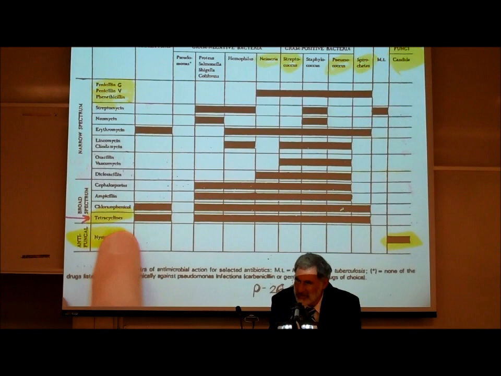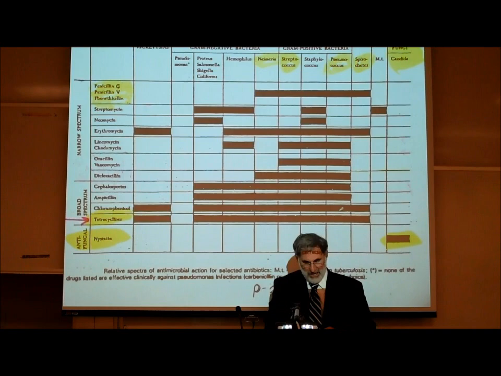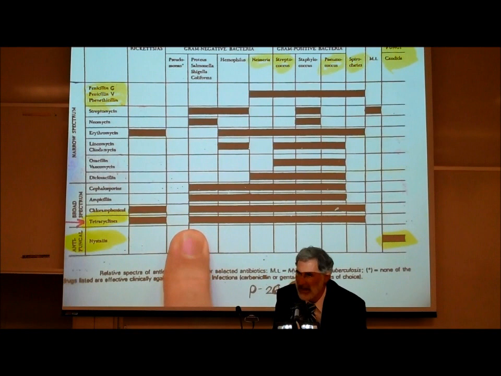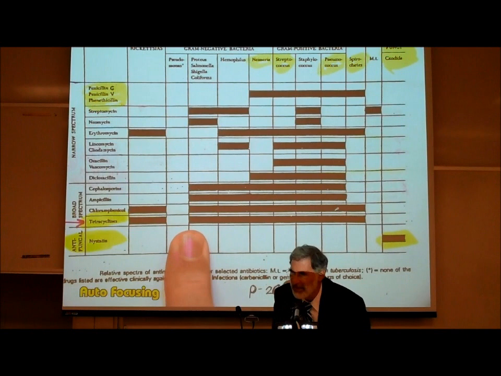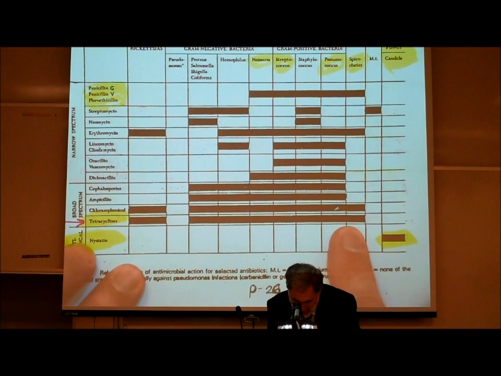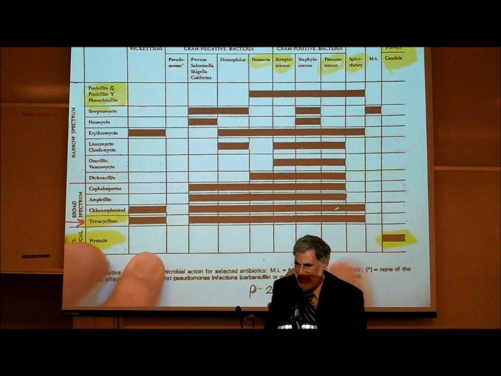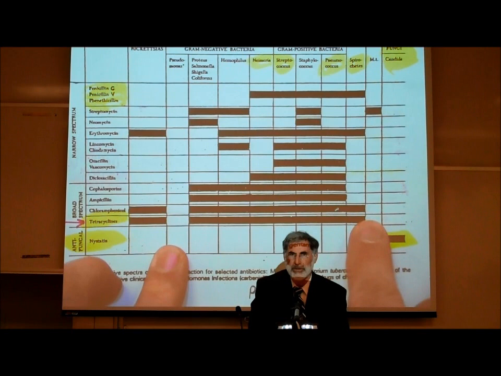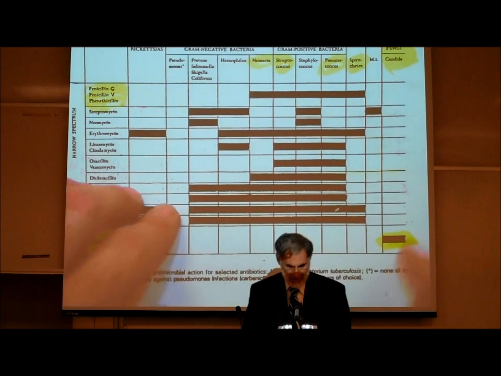Now remember, tetracycline is only bacteriostatic, but nevertheless, it may be effective against rickettsiae, against gram-negative bacteria, including E. coli and Salmonella, Haemophilus, Neisseria, the gram-positive cocci, and spirochetes. Basically, according to this, the only two things tetracycline's not really effective against are Pseudomonas and Mycobacterium tuberculosis. So that is an example of a very broad spectrum antibiotic. So we categorize antibiotics based on their spectrum of action.